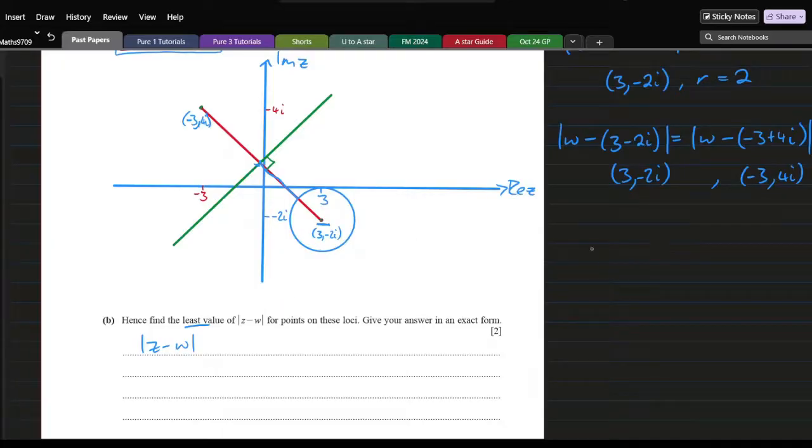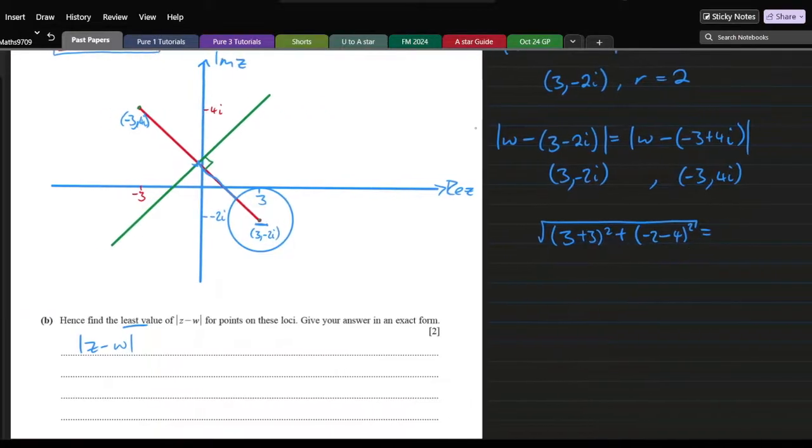So that line would have a length of the square root of 3 minus -3, so plus 3 squared, plus -2 minus 4 squared. We're just using the equation for length of a line between 2 points. And so if we punch this into the calculator, that's the square root of 3 plus 3 squared plus -2 minus 4 squared. And that gives us 6 root 2.